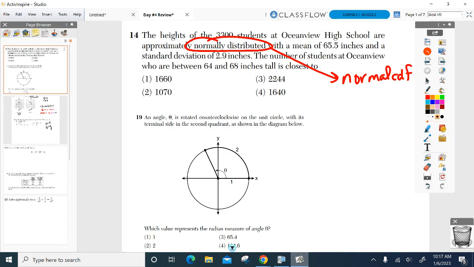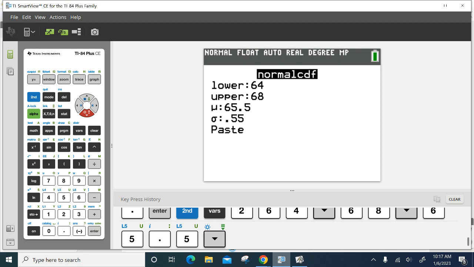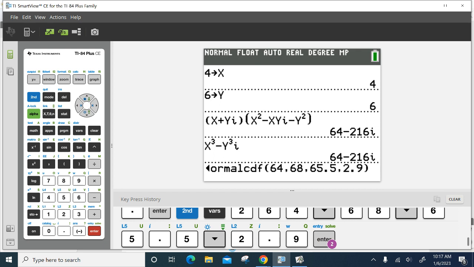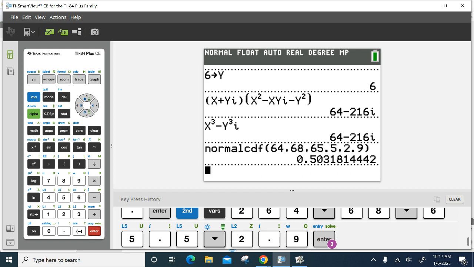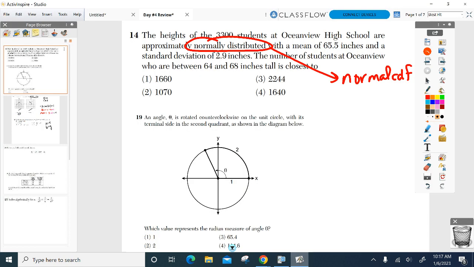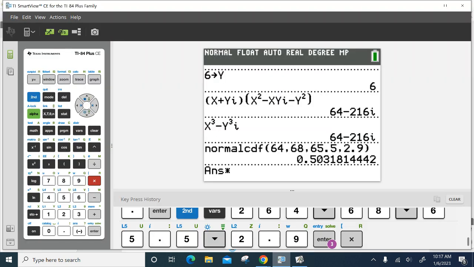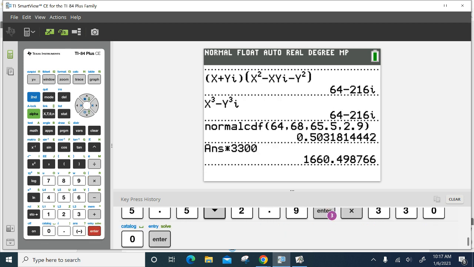Standard deviation, 2.9. Now remember, when you do normal CDF, it just gives you the percent. It will not give you how many. That's the percent of students that are between 64 and 68. To find how many, I take that number and multiply it by how many students? 3,300. So there's about 660 students.